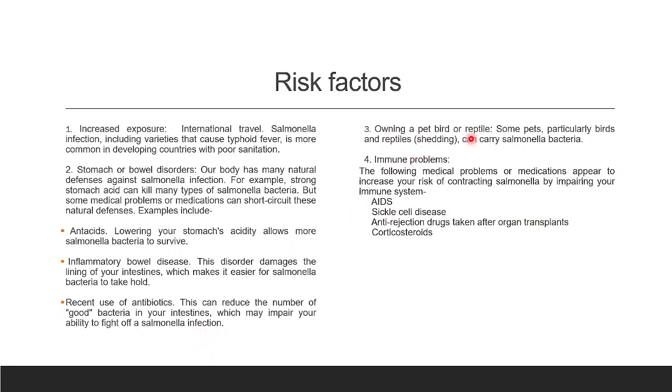Another risk factor is pets or reptiles. Their sheddings also carry salmonella. Fourth is immune problems. A person with a decreased or impaired immune system, like AIDS, sickle cell anemia, or anti-rejection drugs, is also at risk. These are all risk factors for salmonellosis.